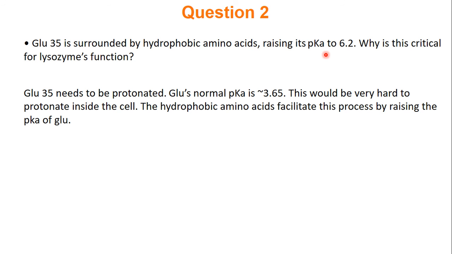Inside the cell, it's very hard to protonate a glutamic acid. However, the hydrophobic amino acids are making glutamic acid not want to be deprotonated, because that negative charge would be all alone. So in effect, the pKa has been raised, which means it's easier to protonate glutamic acid, which means that this mechanism can go faster. It's easier to do this mechanism.